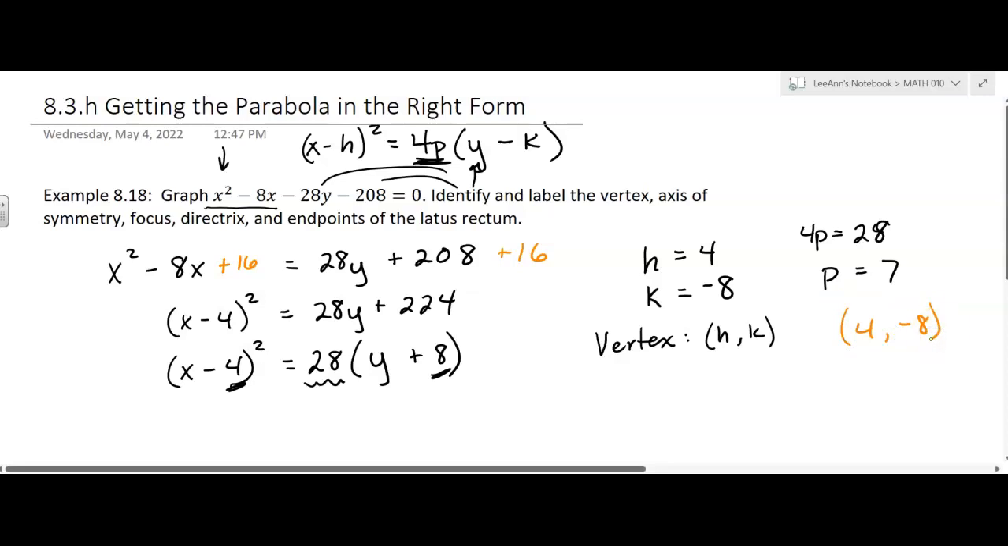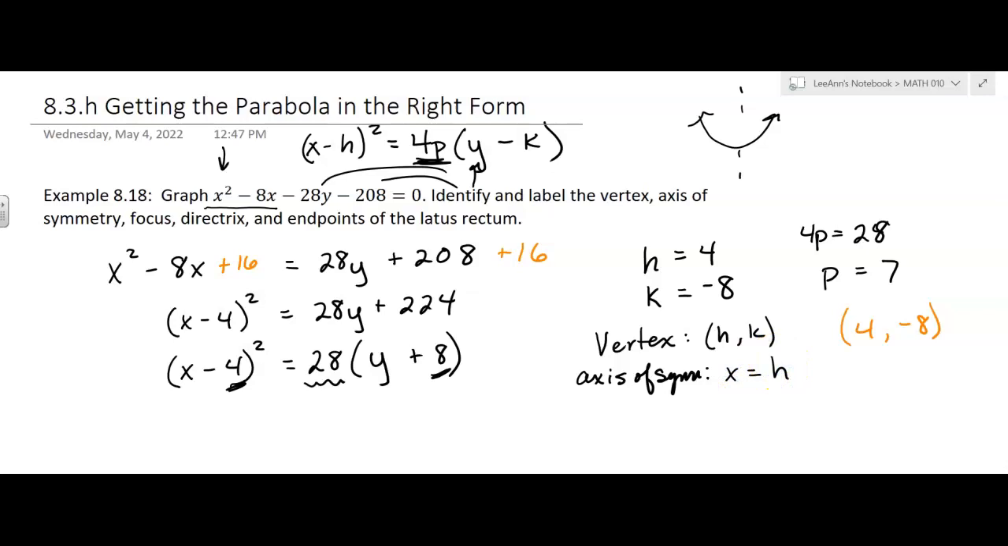And then, let's see, we have to do the axis of symmetry. And we know we're going to have a right side up parabola. It's going to be like this. So the axis of symmetry is going to go through that vertex. So it's going to be x equals h. And so for us, our axis of symmetry is going to be x equals 4.